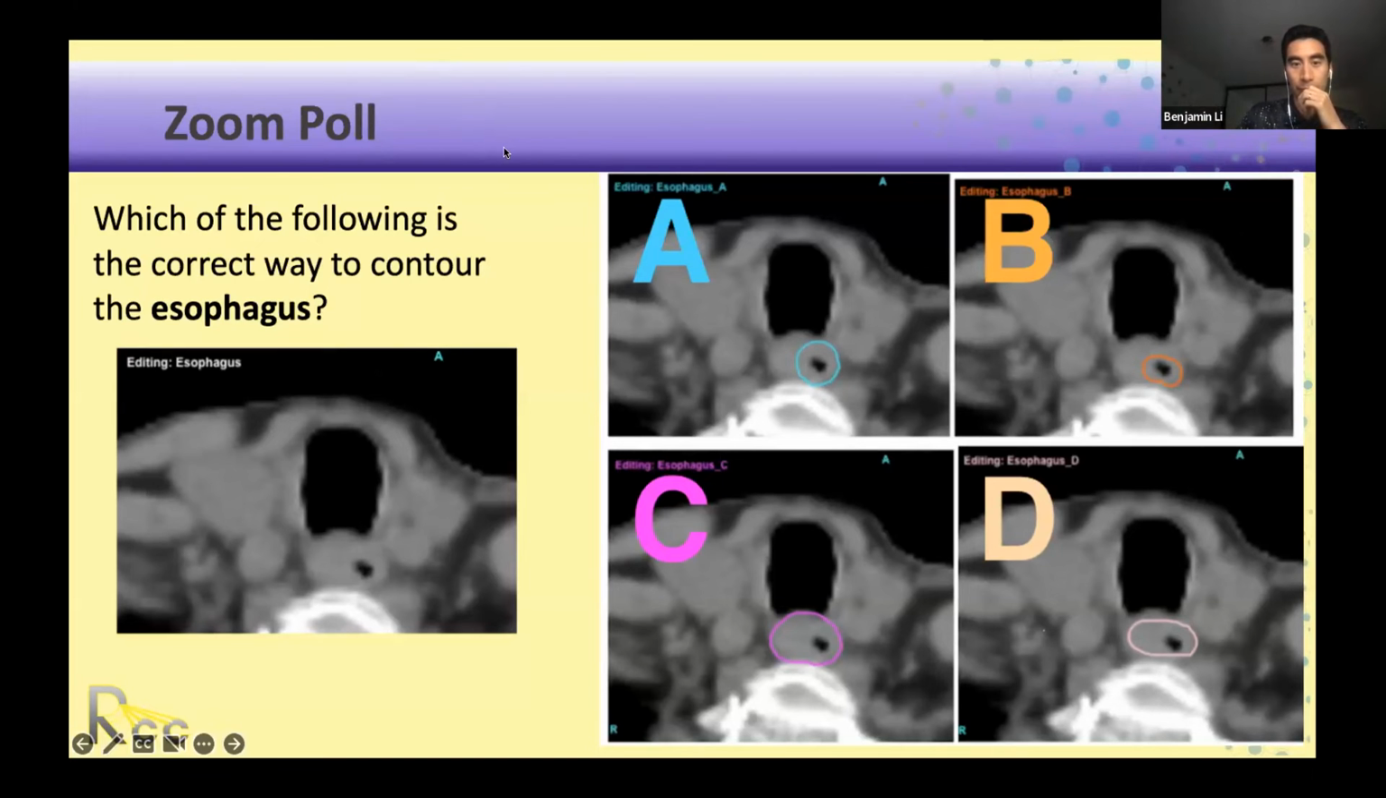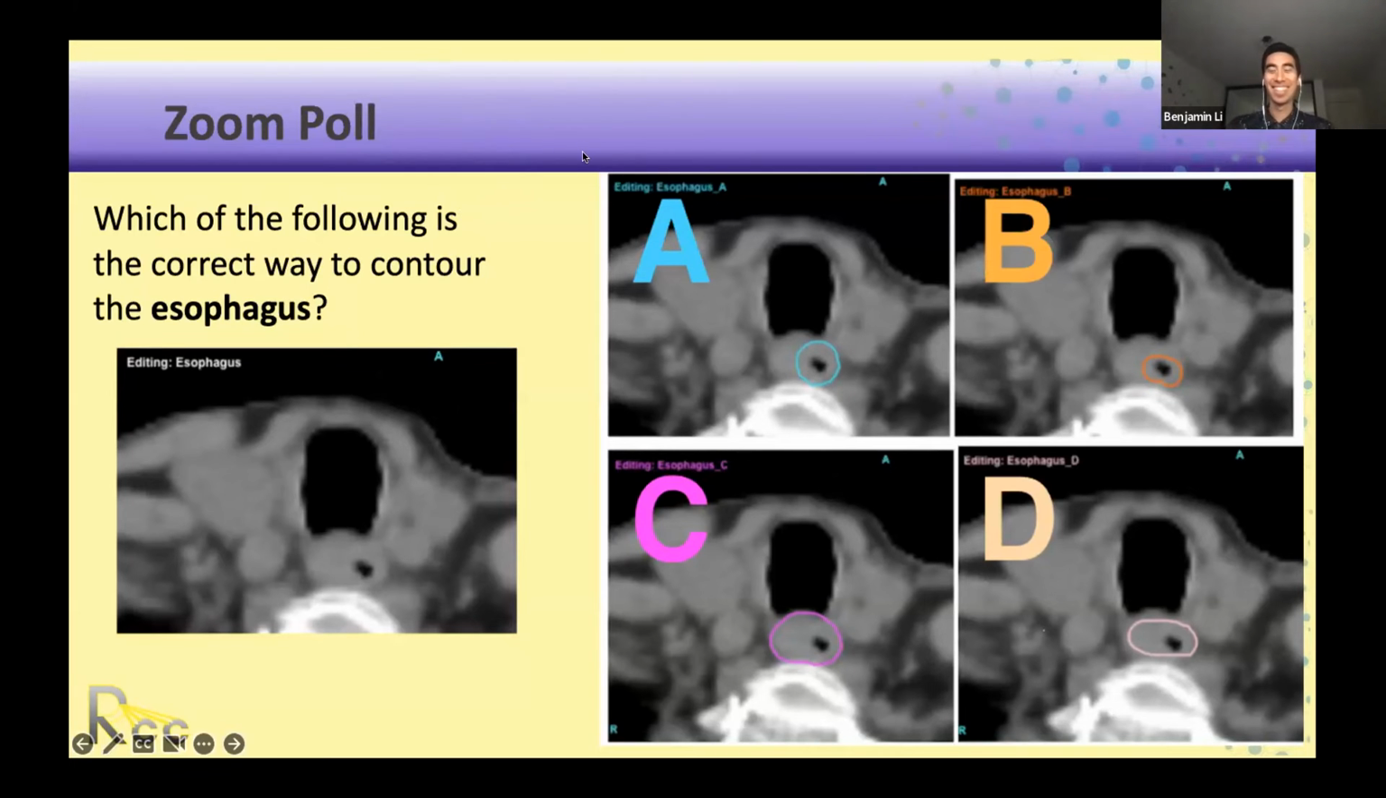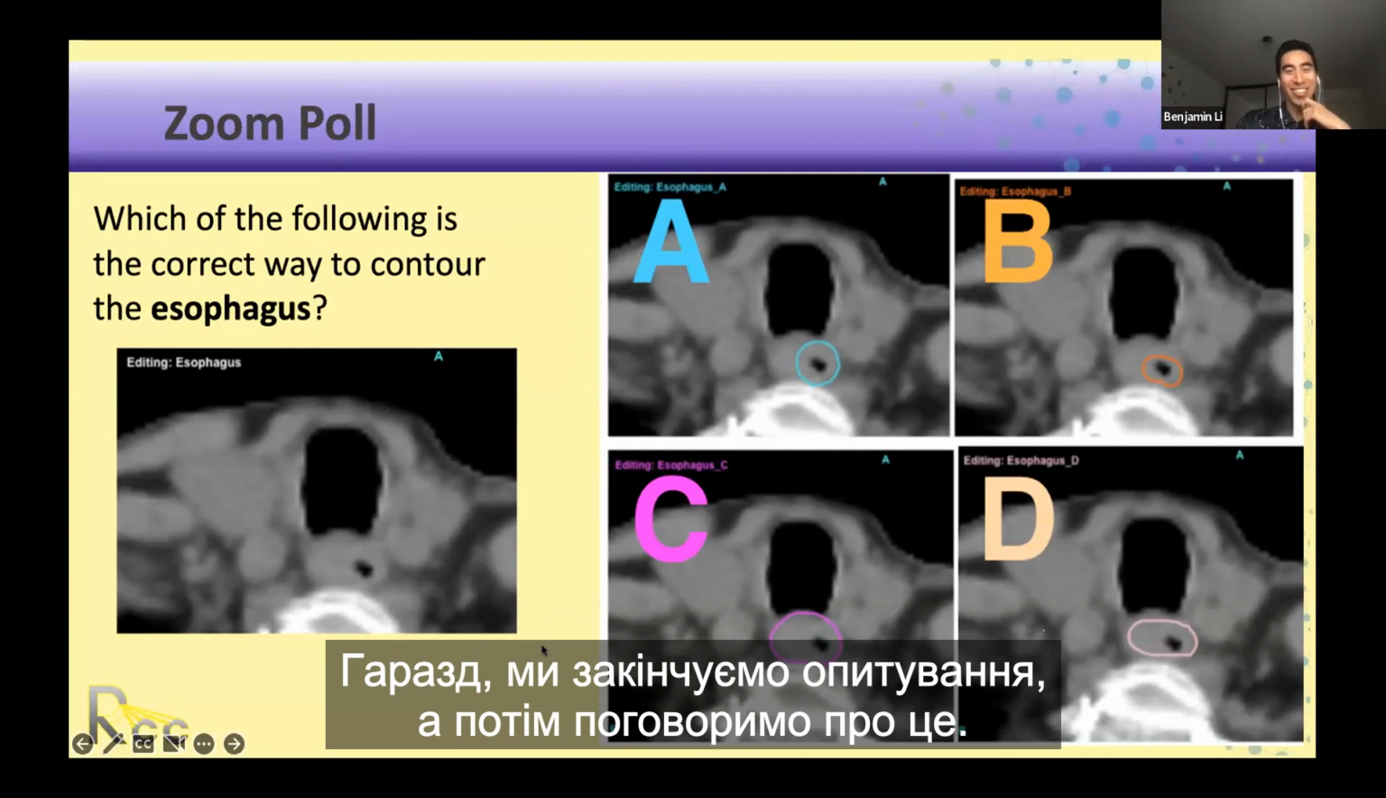Okay. Interesting. We've got a few more coming in. Glad we asked this question. It's a great question. Okay, we're going to end the poll and then talk about this.